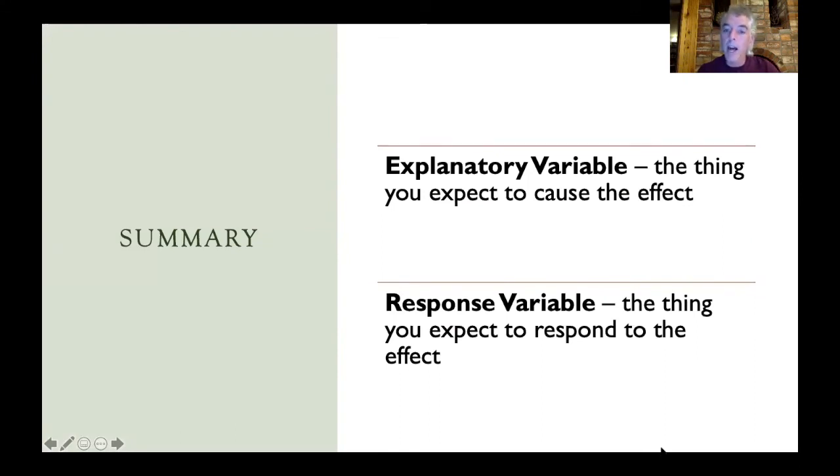So there you have it. It's as simple as that. An explanatory variable is just the thing that you expect to cause the effect, and the response variable is the thing that you expect to respond to the effect. And these are just terms that we use to refer to variables based on their role within a scientific study.